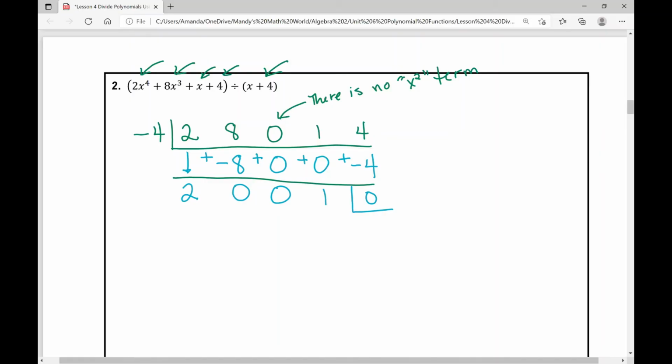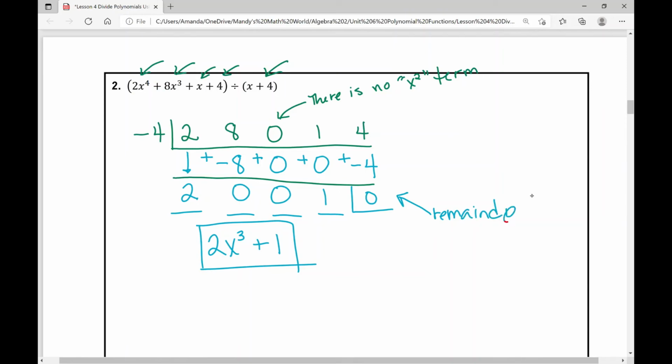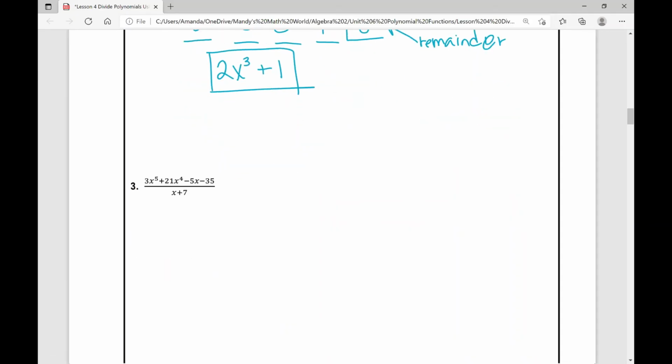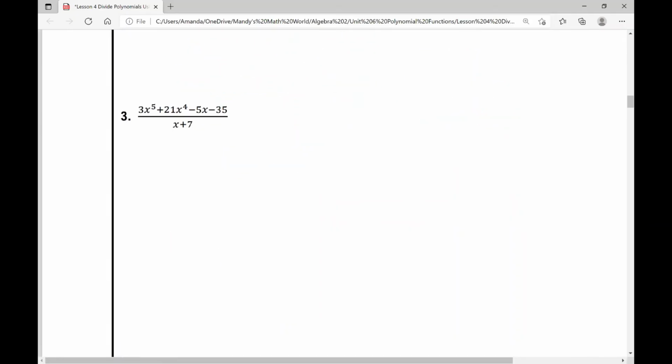So my solution is, here's my constant, x term, x squared, x cubed. 2x cubed plus 1. There's my answer. So again, if you want to write here, this is your remainder. Whoop, I didn't write that very pretty. 2x cubed plus 1, how can you check your work? 2x cubed plus 1 times x plus 4 will give you this polynomial right here. Let's move on to our last and final example in today's notes.